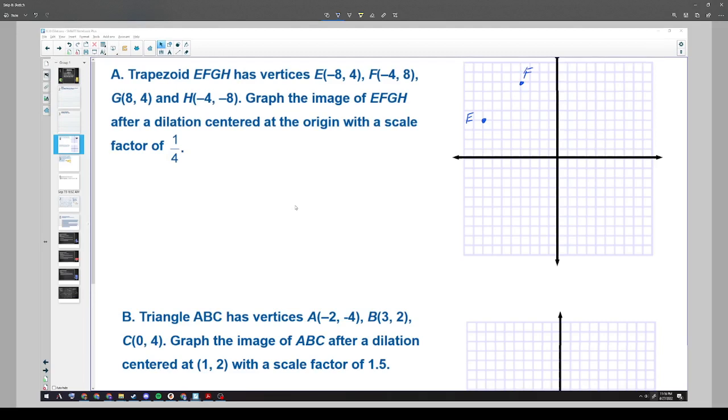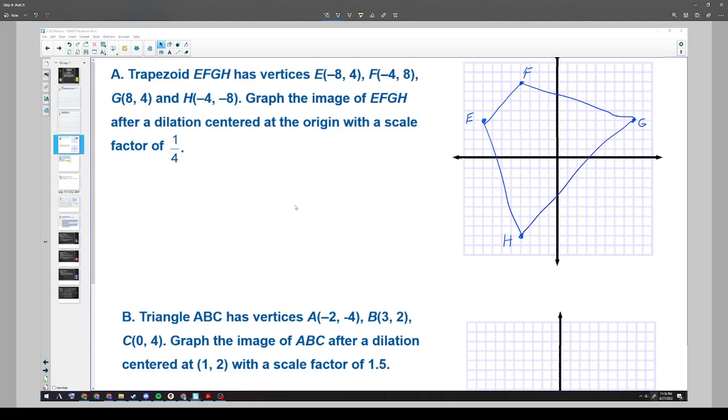G is at 8, 4, so that's the same height as E, 1, 2, 3, 4, 5, 6, 7, 8, and then the same height as E right here, G. And then negative 4, negative 8 for H, so that'll be 4 left like that one. Okay, so we've got our original points. I'm going to do my best to connect these. As usual, it won't look very good drawing on the computer, but I will try to get the rough idea of connecting the lines here.